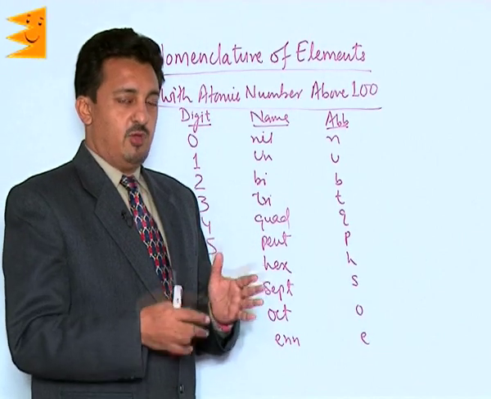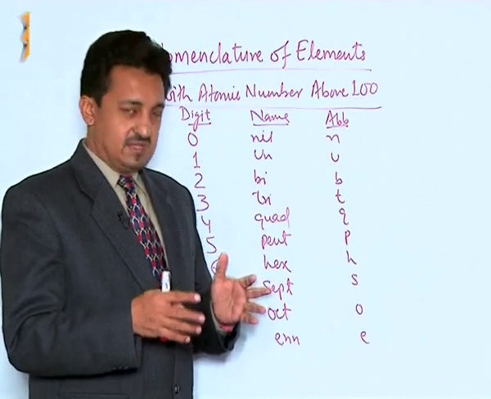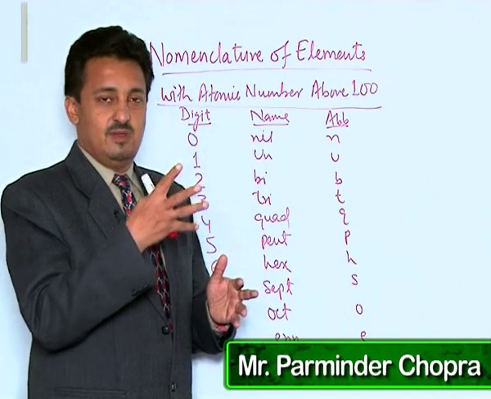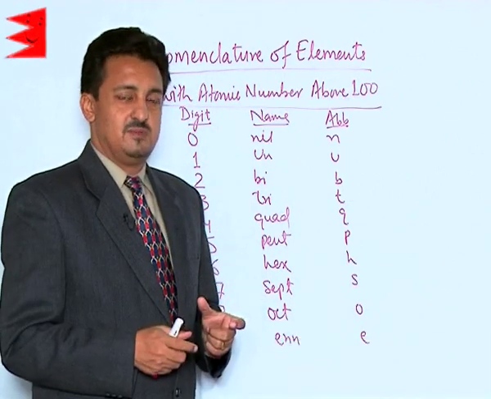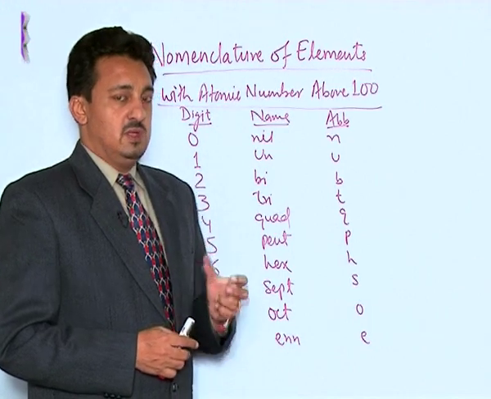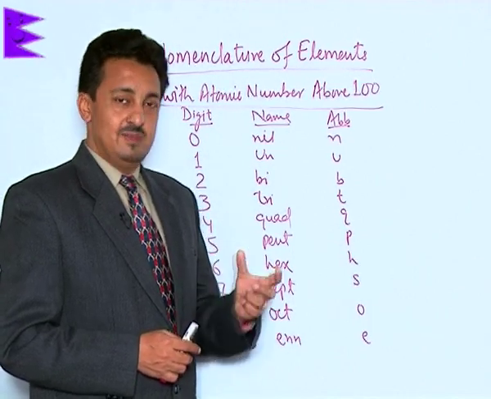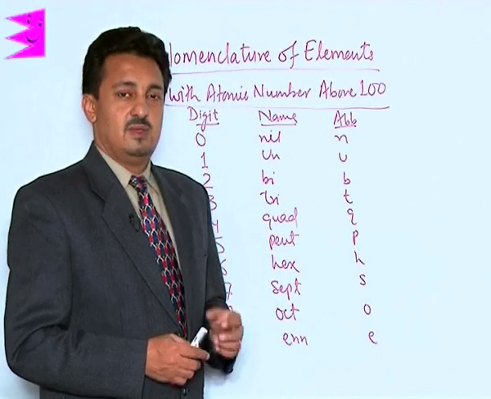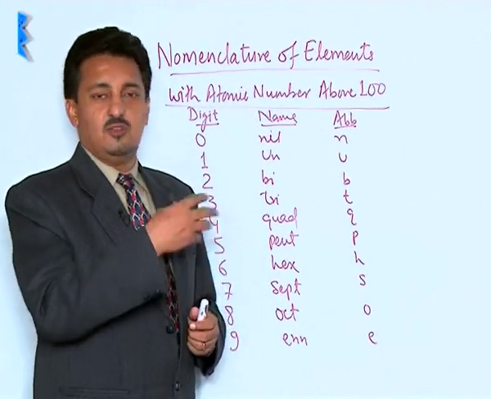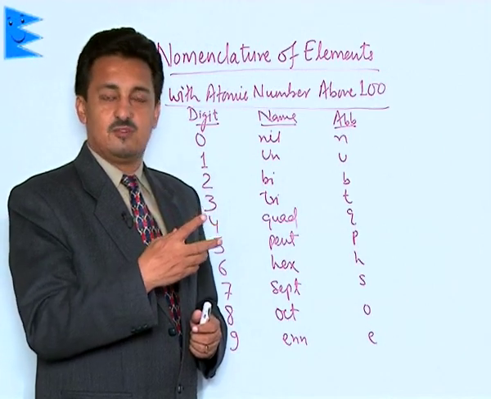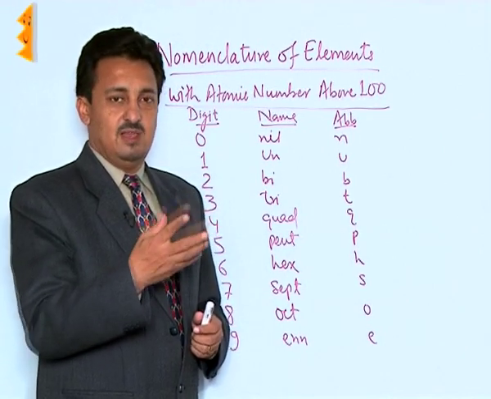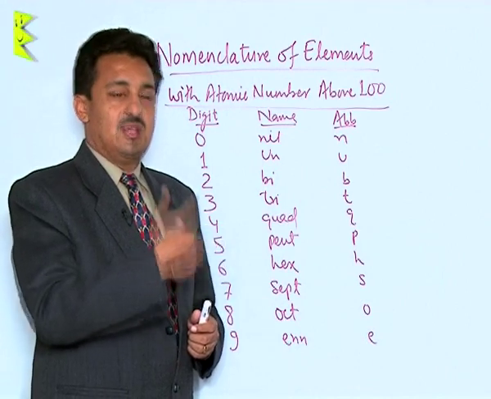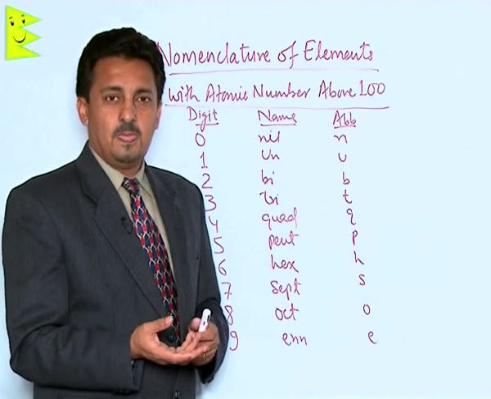Before going into the blockwise study of the modern periodic table, and going into the details of what elements are present in those blocks, we must do the nomenclature of the elements whose atomic numbers are above 100. Normally it is practiced in chemistry that elements are named after the scientist who actually discovered them.